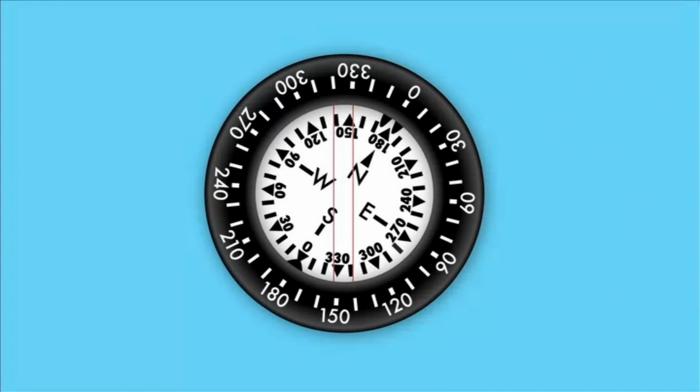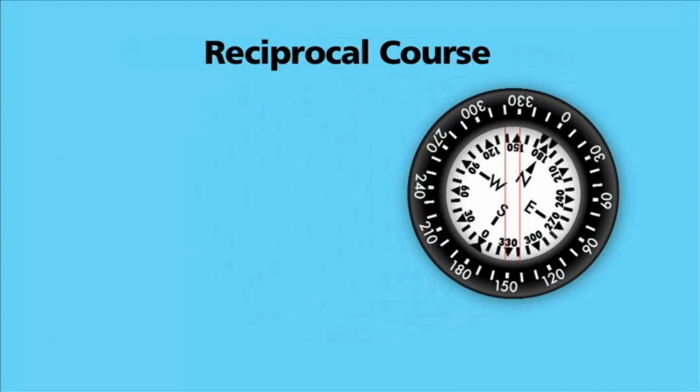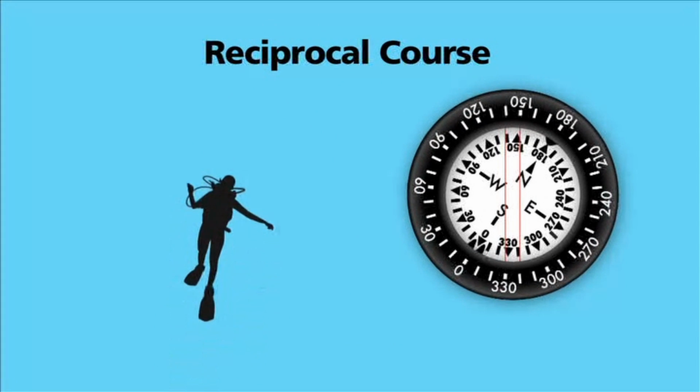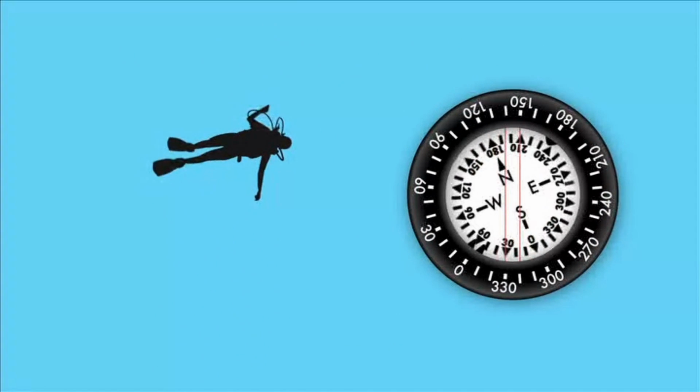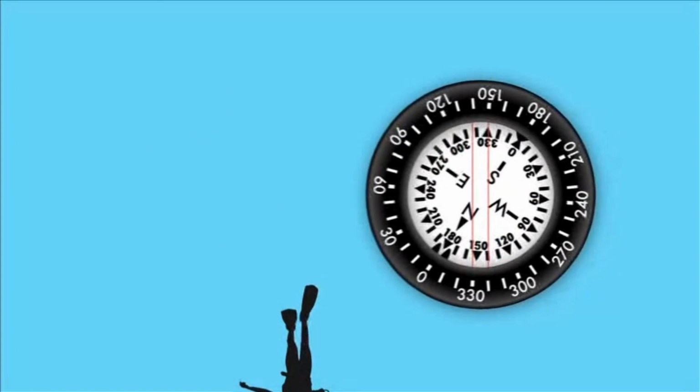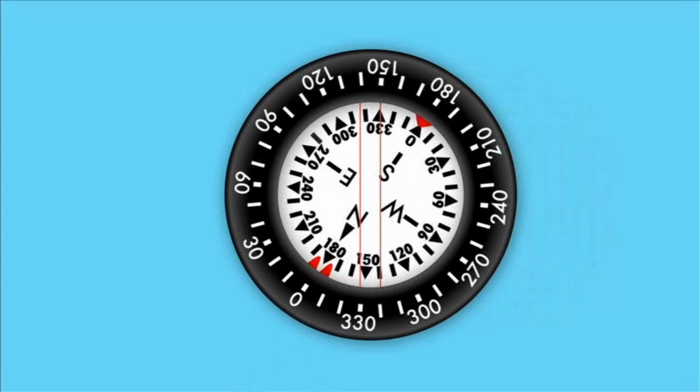To return on a reciprocal course, rotate the bezel 180 degrees and then turn until the needle's within the index marks. Now you're facing the way you came. Some compasses have 2 sets of index marks, so you don't have to reset the bezel. Just use the other set.